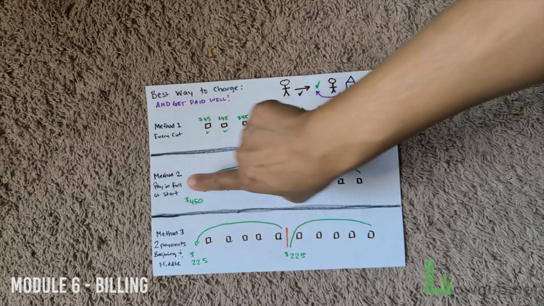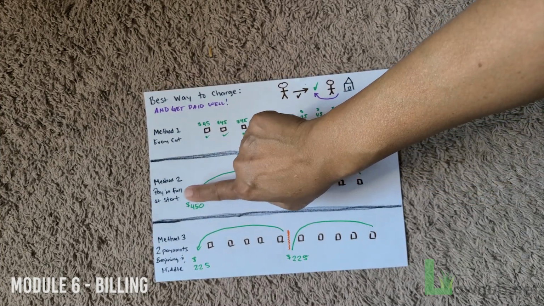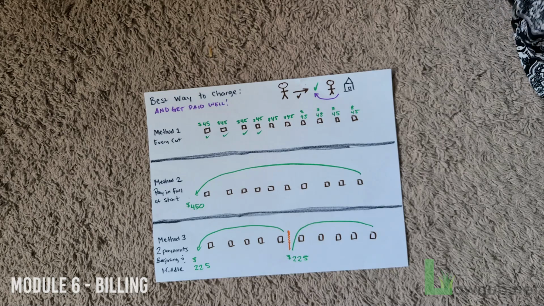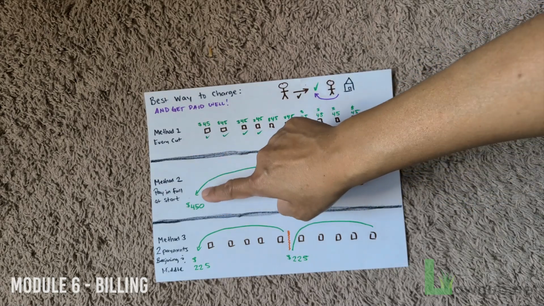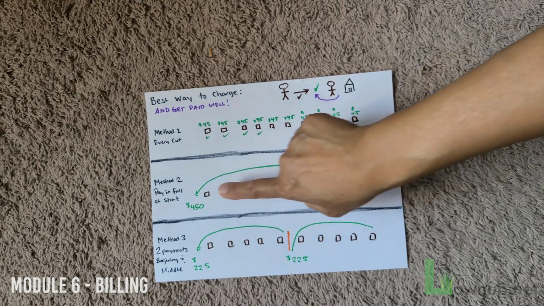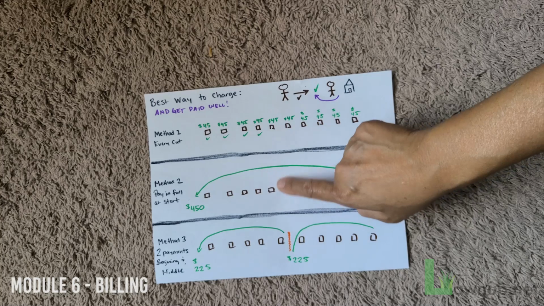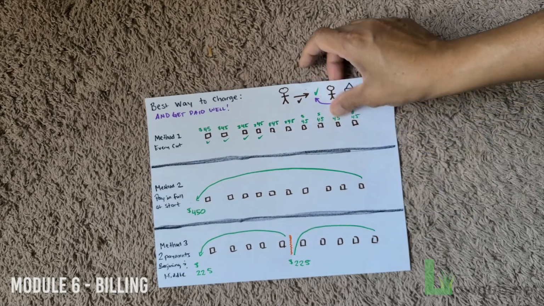Method 2 is the client pays you everything in full at the beginning of the season. That is okay if the client really trusts you, if you guys have a long-standing relationship. It does give a lot of risk to the client in case you yourself do not follow through on any of the cuts. They will pursue getting their money back.